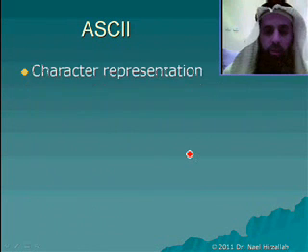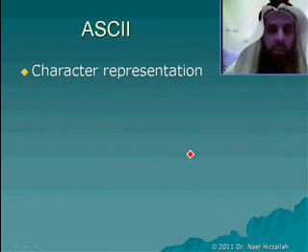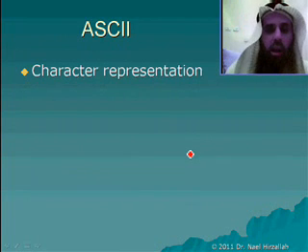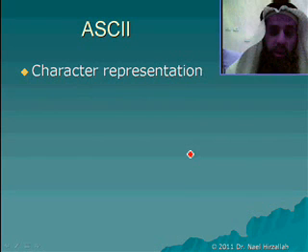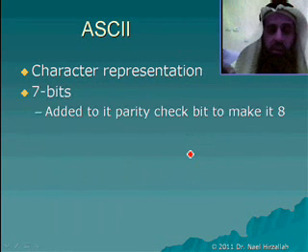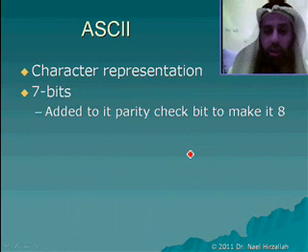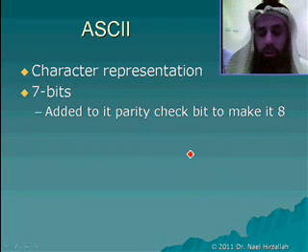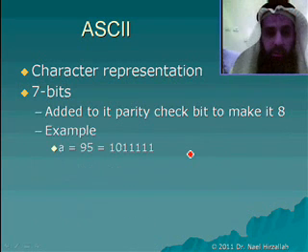ASCII code is another representation for characters. Each character on your English keyboard, for instance, is represented by a value. This value is a 7-bit value. We add to it another bit. This bit is called the parity check, so as to make it into 8 bits, which could be called a byte.